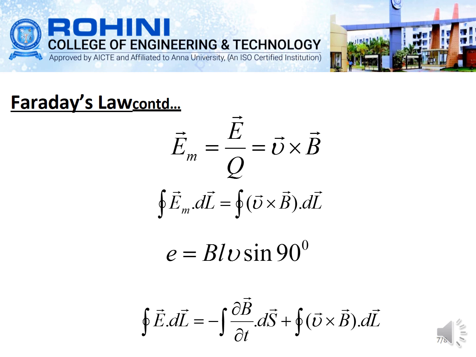So this equation represents the total electromotive force which is induced in this field when the conductor is moving in the uniform constant magnetic field. That equation we write as integral of E vector dot dl vector is equal to minus integral of ∂B vector by ∂t dot ds vector plus closed integral of V vector cross B vector dot dl vector.